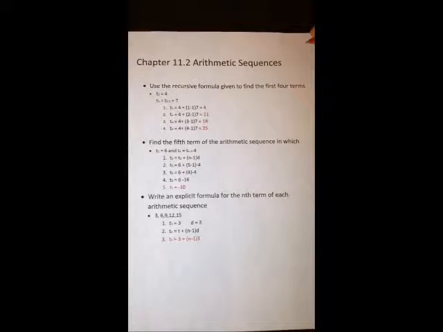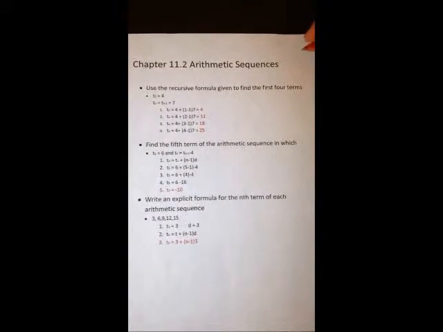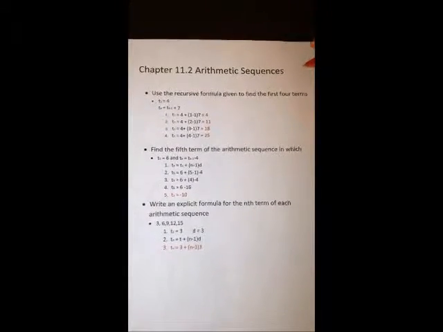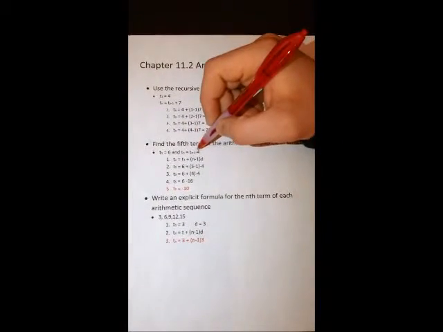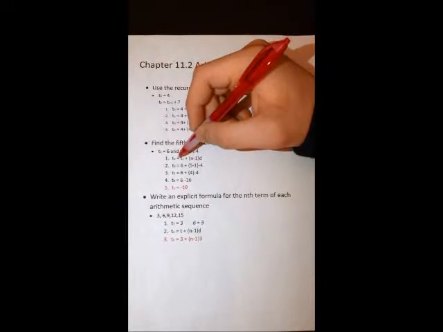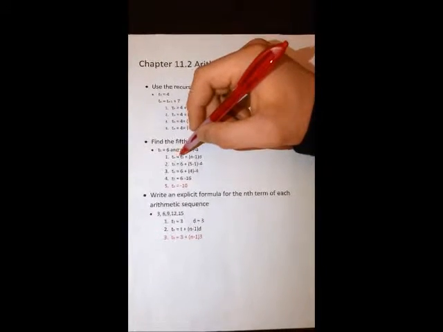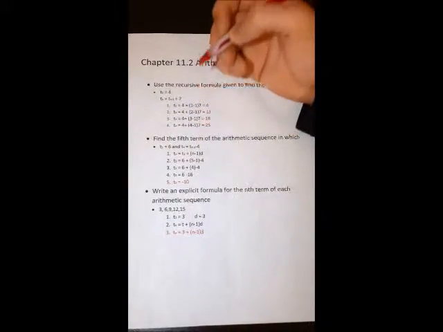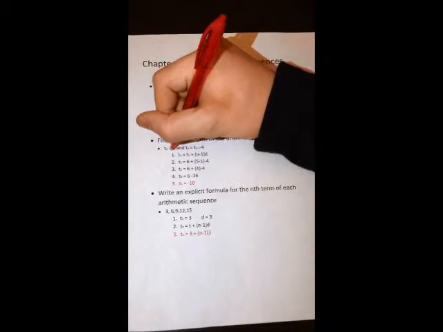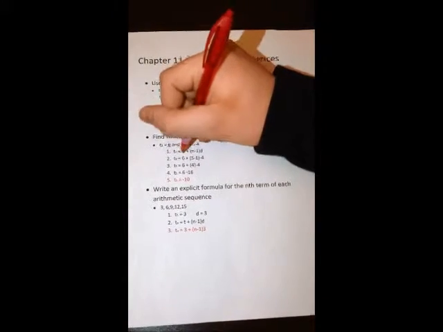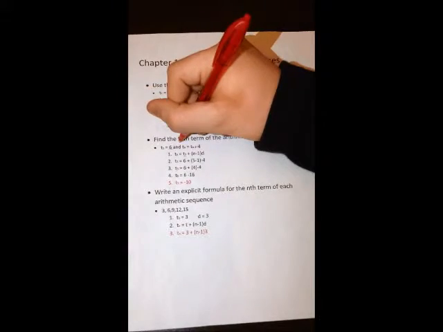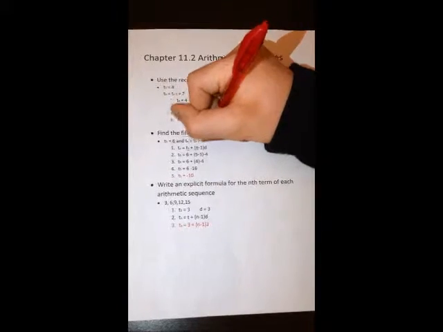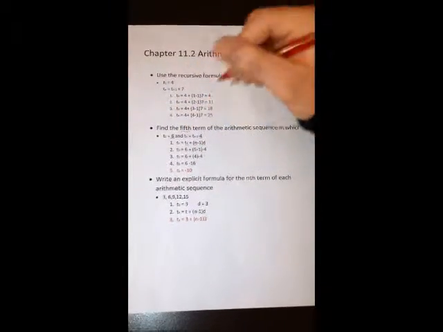The next example is when you find the fifth term of the arithmetic sequence in which t of 1 equals 6 and t of n equals t of n minus 1 minus 4. First of all, the example formula is t of n equals t of 1 plus n minus 1 times d. Here, the t of 1 equals 6 will go in place of the t. The fifth term, which will be 5, will go in place of the n, and the negative 4 will go in place of the d.